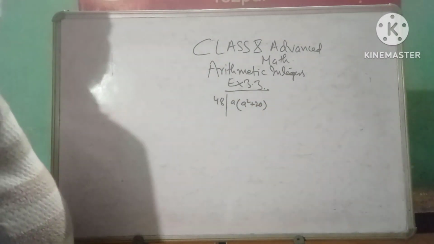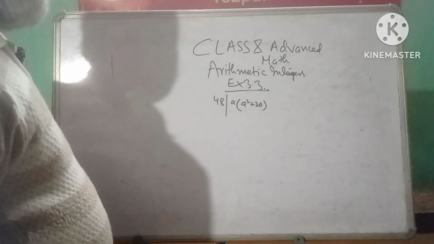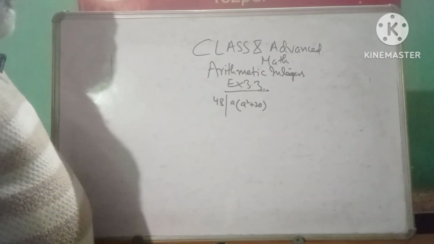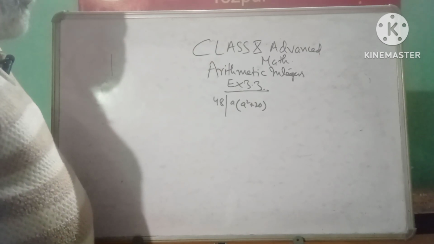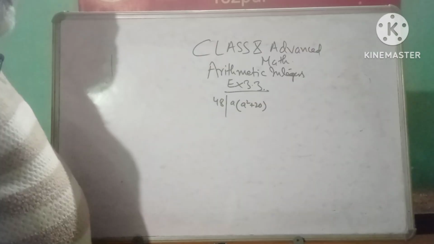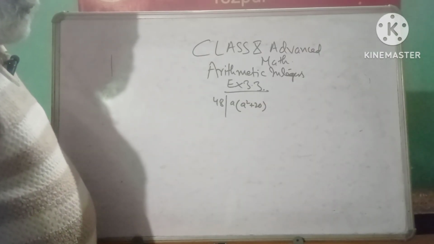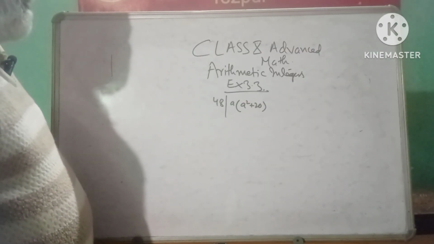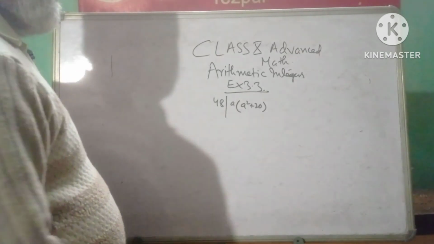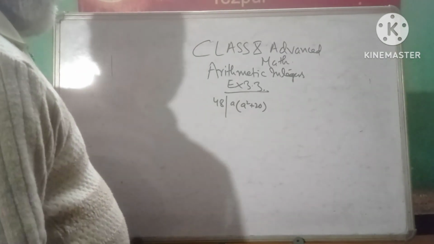It has been found that most of the students find it difficult to prove in arithmetic integers exercise 3.3 that 48 divides a bracket a square plus 20. So they skip this question. So I am giving you an easier method to solve this question.